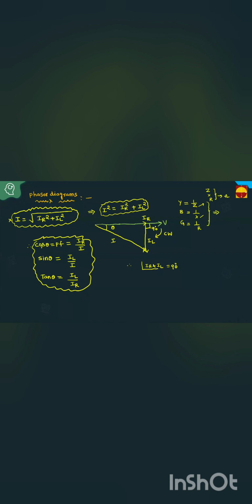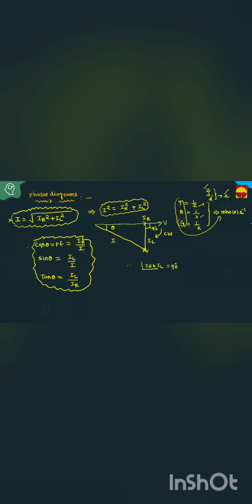What are the units of all these? Y, B, G is mho, or ohm inverse, or Siemens. That is why impedance, reactance and resistance have the same units. Admittance is 1 by impedance, susceptance is 1 by reactance, conductance is 1 by resistance, and these three parameters also have the same units: mho, or ohm inverse, or Siemens. That point you have to read.